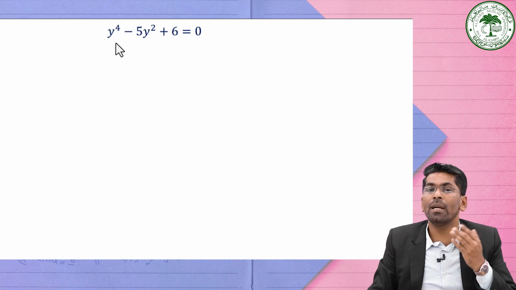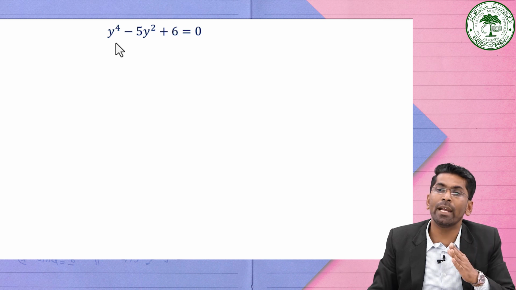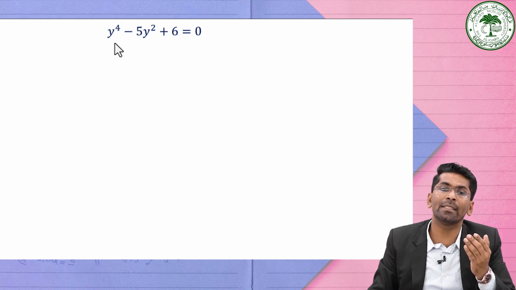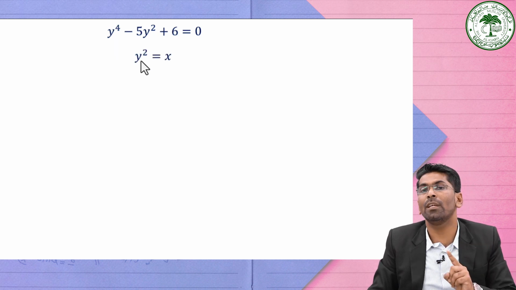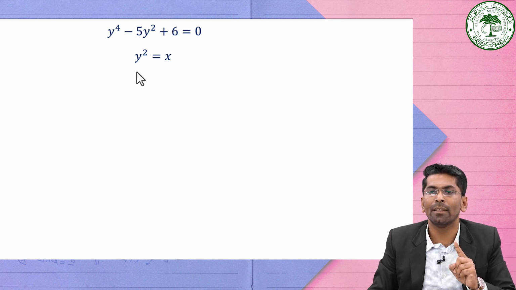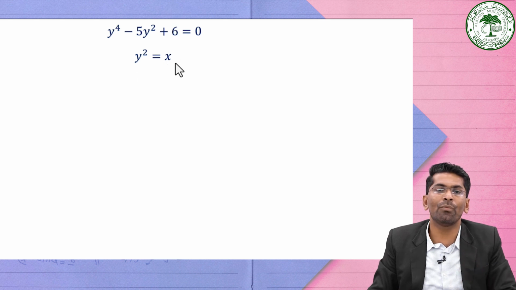But we can convert this quartic equation into a quadratic equation. That means we can treat it as a quadratic equation by assuming y square is equal to x. If we assume y square is equal to x, then this equation will become, instead of y square we are putting x, y raised to the power 4 is equal to x square, minus, instead of 5y square, 5x, plus 6 is equal to 0. So now our equation is in the quadratic equation format.